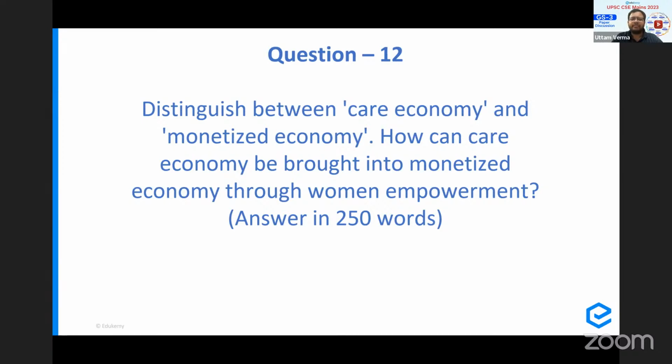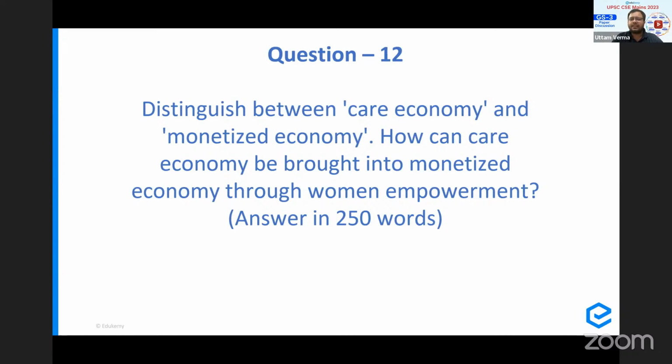Also, some states like Karnataka or Tamil Nadu have started a monthly basic income for the care economy, recognizing the importance of care economy. They are giving some allowance so that their contribution gets recognized.